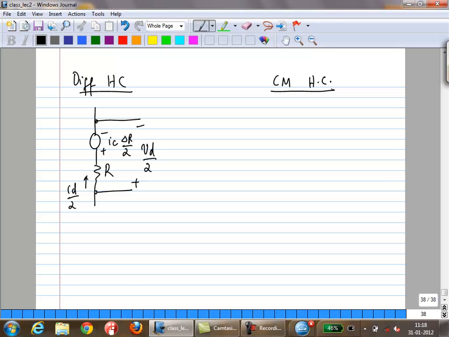The common mode half circuit will be very similar. This overall voltage is VC, resistance is R, current is IC, and now this one is ID over 2 times delta R over 2. So what you see is some cross dependencies. ID depends on IC and IC depends on ID, which is as expected.